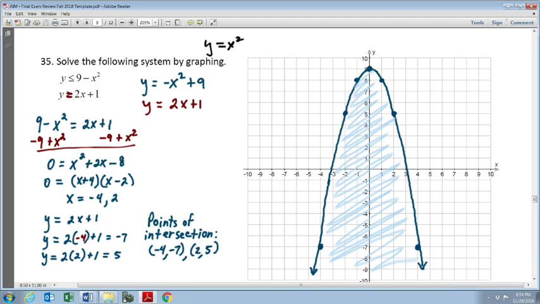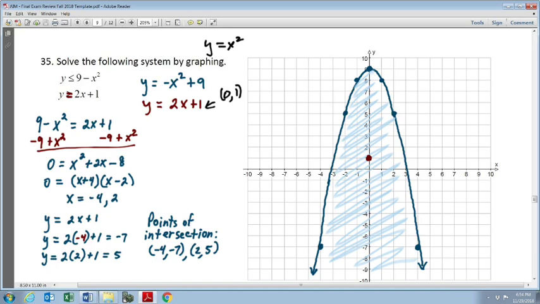And then we'll graph y is greater than or equal to 2x + 1. So our y-intercept here is (0, 1). Remember, we're getting that from here. (0, 1) is our y-intercept. Of course, our slope is going to be 2.